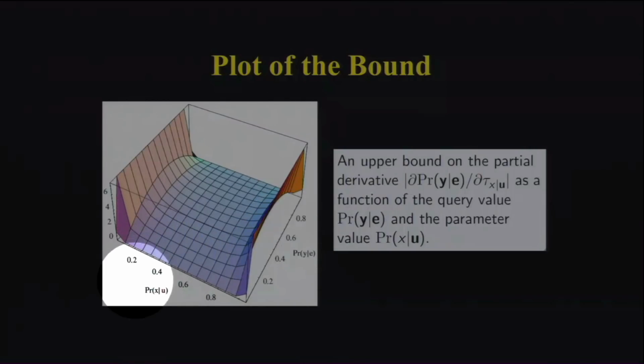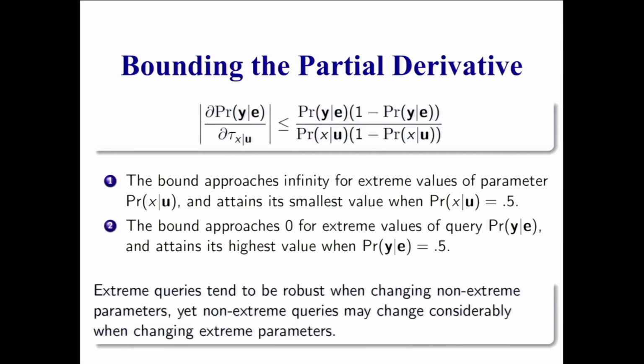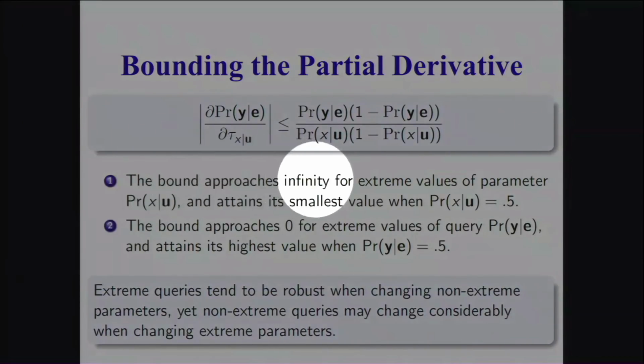It's the opposite for the parameters. When you're in the middle, the bound is the lowest. And as you go to extreme parameters, it actually grows. In a sense, you can think about it this way. The bound approaches infinity for extreme values of the parameter, and it attains the smallest value when the parameter is half. The bound approaches zero for extreme values of the query, and attains its highest value when the query is at half.